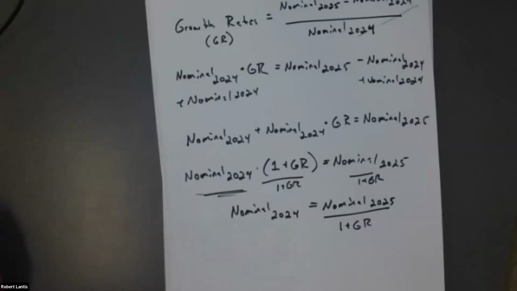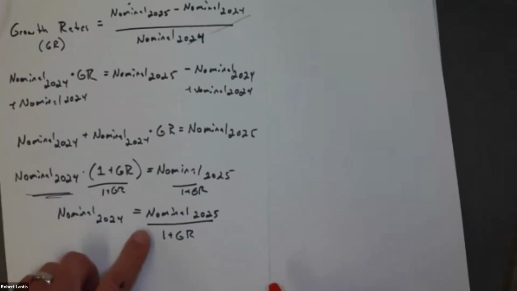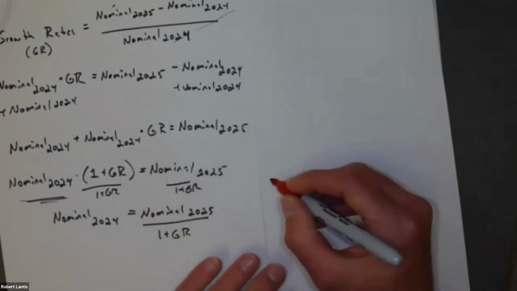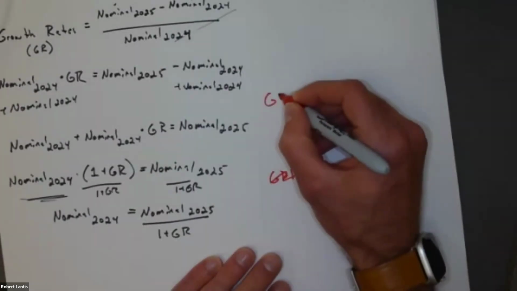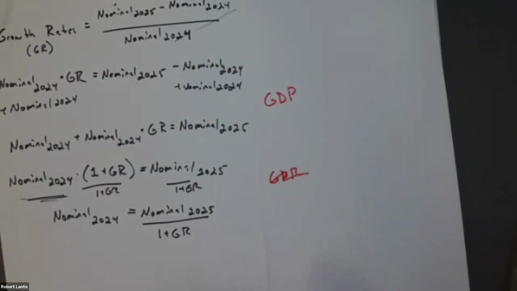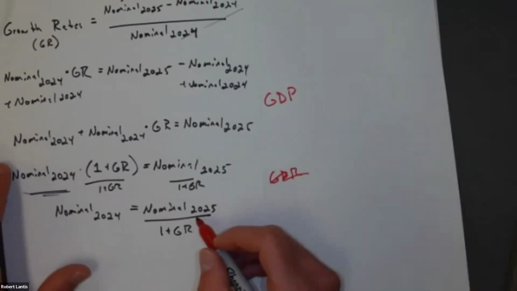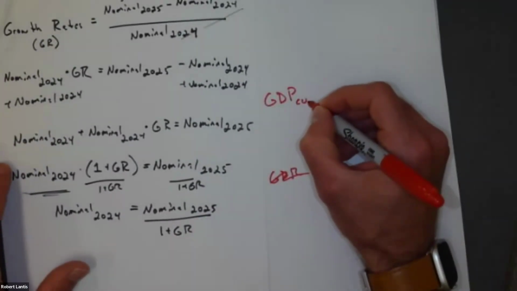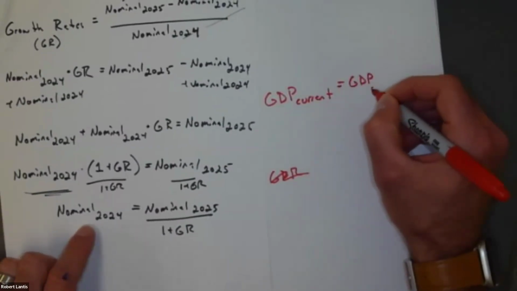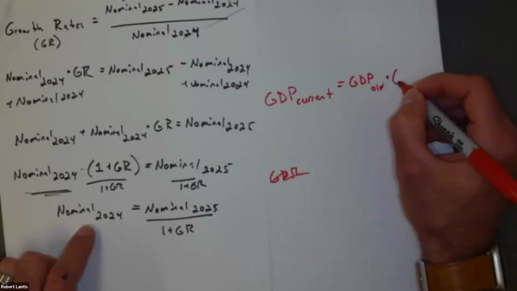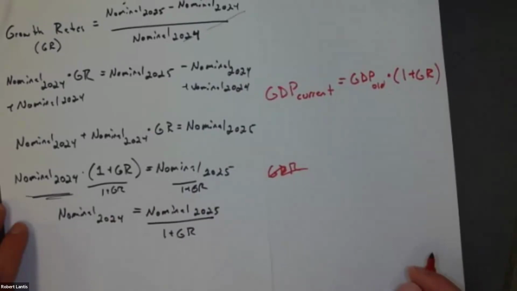Well, if I'm rewriting what we have here, a general form of this equation, if I rearrange this, my GDP, whether or not I'm using real or nominal GDP, will always be: my current GDP would be equal to my old GDP times 1 plus, moving it around, that growth rate.